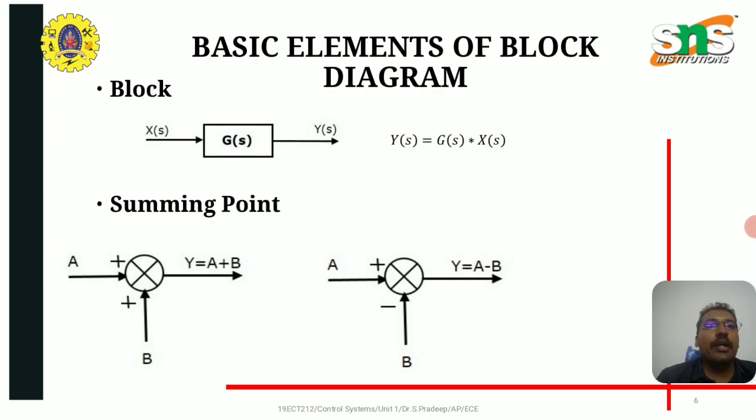Basic elements of block diagram is block. Here X(S) is the input, G(S) is the system, and Y(S) is the output. Y(S) equals G(S) times X(S). The summing point is Y equal to A plus B, and if it is negative signs, Y equal to A minus B.